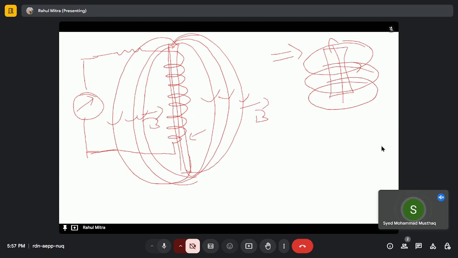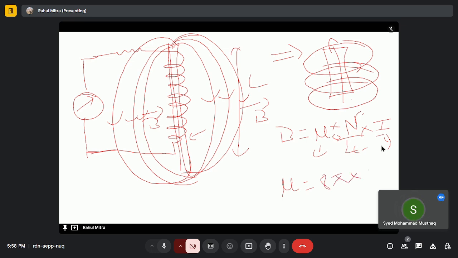Now this magnetic field can be easily calculated, which is B equals mu naught N by L into I, where mu naught is the permeability of free space, N is the number of turns, L is the length of the coil, and I is the current passing through. Right? Now what is the permeability? 4 pi into 10 to the power of minus 7. So this is how the magnetic field is created.